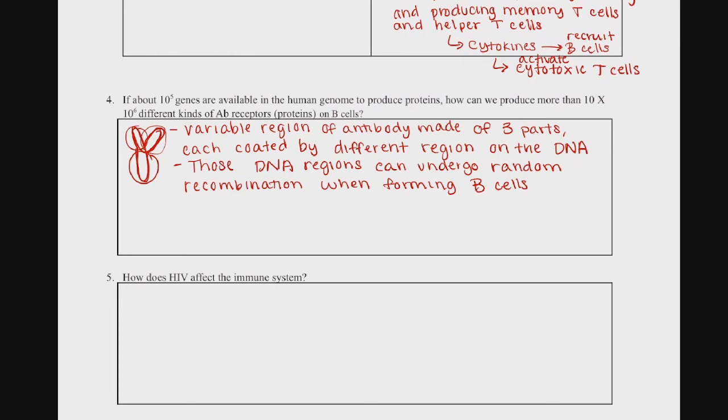Yeah. Cool. And then the final question, how does HIV affect the immune system? So human immunodeficiency virus targets cells that display both the CD4 receptor and the chemokine receptor. So I'll say targets cells.